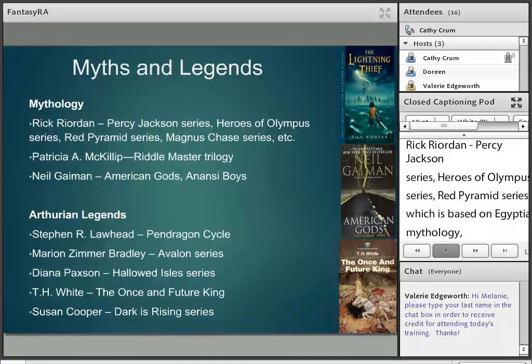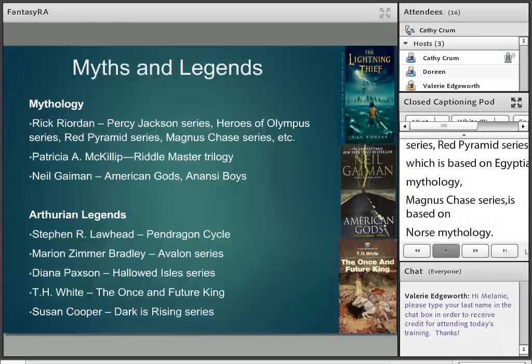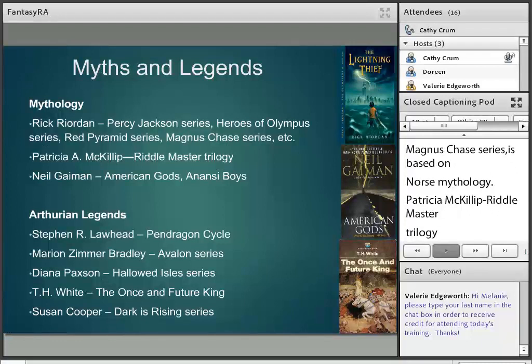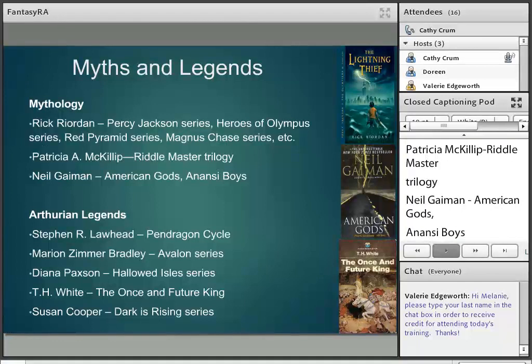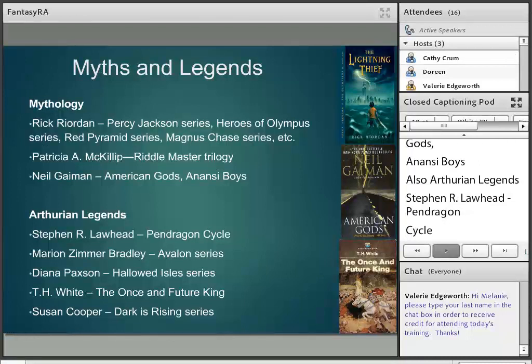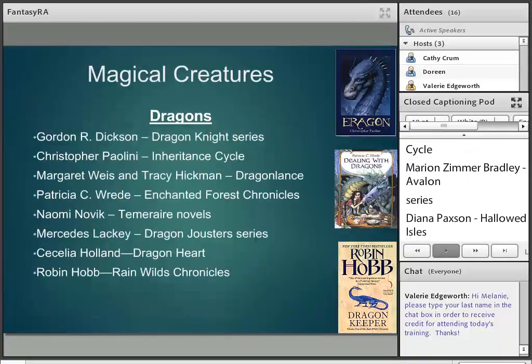You've also got Patricia A. McKillip's Riddle-Master trilogy, which includes themes from Celtic mythology. And Neil Gaiman's American Gods pulls elements from various mythologies around the world, and it's a brand new series on Starz. You also have a lot of fantasy novels that are based on the Arthurian legends, such as Stephen Lawhead's Pendragon Cycle, Marion Zimmer Bradley's Avalon series, Diana Paxson's Hallowed Isle series, T.H. White's The Once and Future King, and Susan Cooper's The Dark Is Rising series.